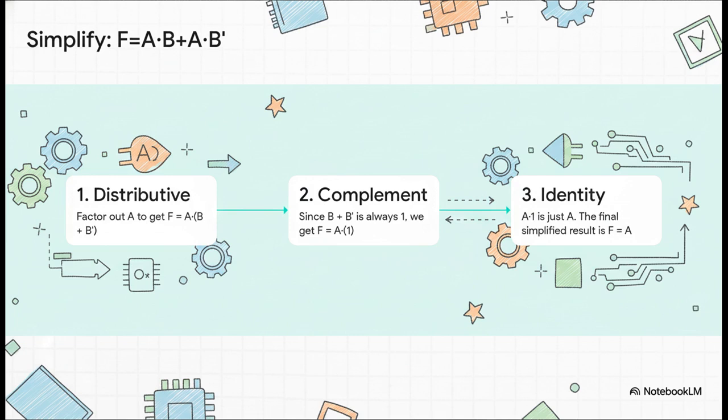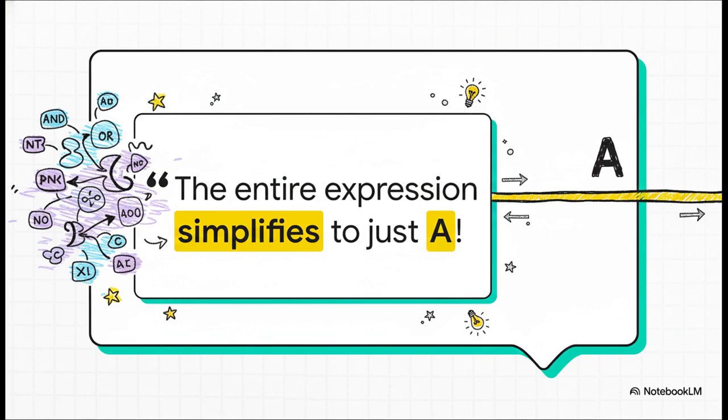Step 2. We apply the complement law. We know that any value ORed with its opposite is always true, or 1. So our expression becomes A AND 1. Step 3. The identity law tells us that anything ANDed with 1 is just itself. So our final result is F equals A. Look at that! We took a complicated expression that would have required multiple logic gates to build, and by applying our rules, we proved it's equivalent to just a single wire carrying the value of A.